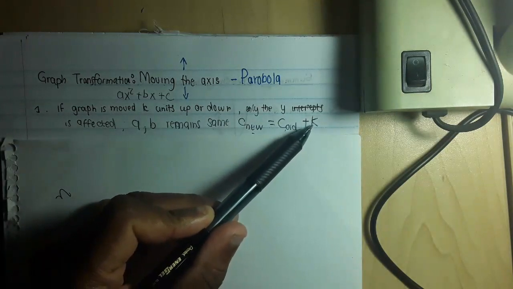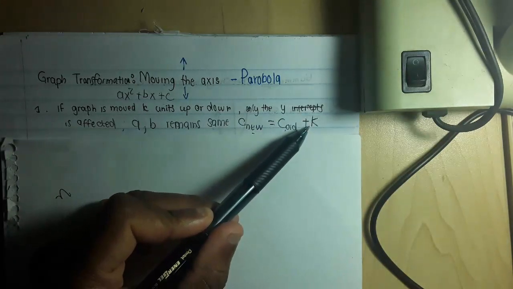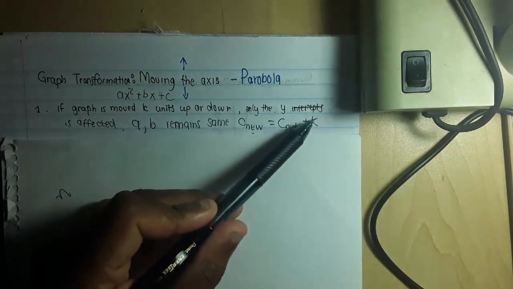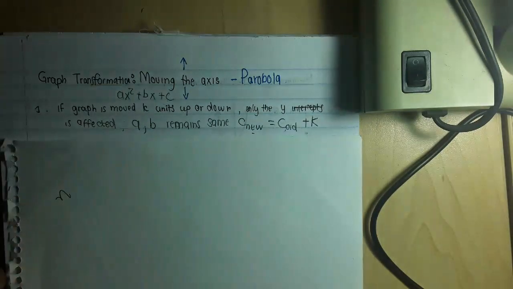And a graph can either be shifted up or down. If it's shifted up, then it's a plus k. If it's shifted down, then it's a minus k.